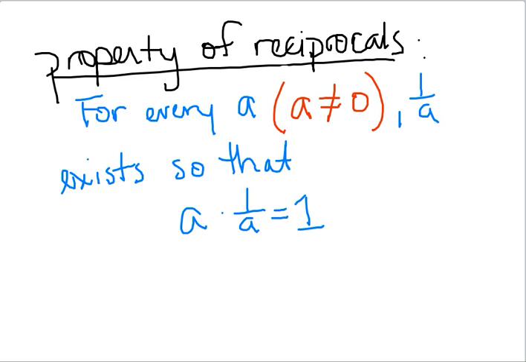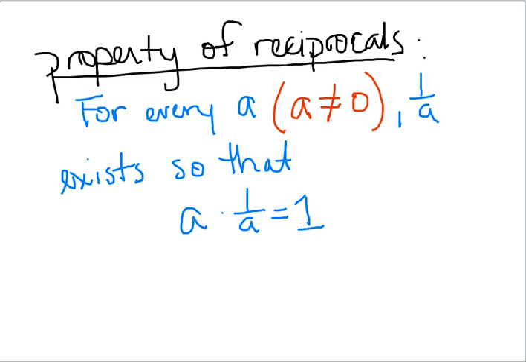So we're going to talk about this in great detail, but first I want to go back to this a not equal to 0. Remember, and you've learned this before, but you cannot divide by 0. You cannot have 2 over 0. It just doesn't work. So that's why it's for every a not equal to 0. We just can't have anything over 0.